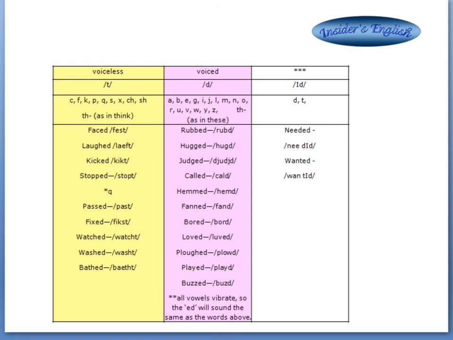Now let's look at all of the sounds together. We have in the yellow column the voiceless sounds with the suffix t. In the pink column, we have all the voiced sounds with the suffix d. And in the last column, we have the two sounds d and t with the ud suffix.